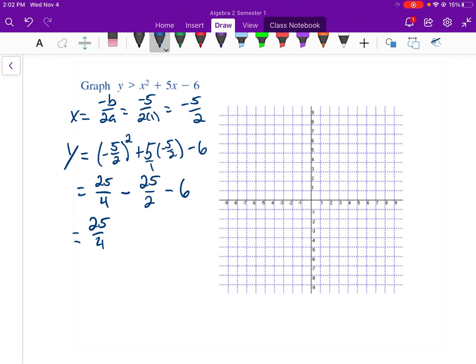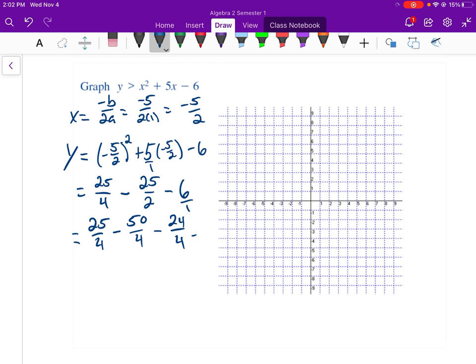So we're going to keep that term the way it is. In the next one, we have to multiply both top and bottom by 2, because that'll get us 50/4. And then finally, think of 6 as 6 over 1. So we have to multiply top and bottom by 4 in that case. So when I do that, I'm going to get 24 over 4. Now we can actually go through and do our subtraction. So 25 minus 50 minus 24 is going to give me a total of negative 49/4.